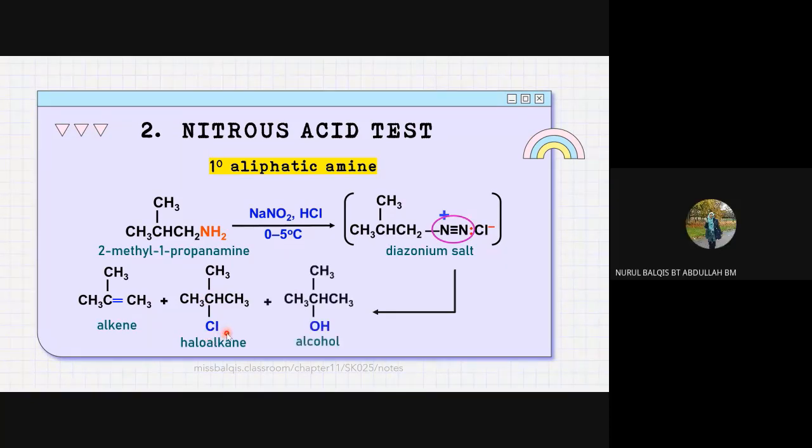And lastly is alcohol. Alcohol pun kita akan dapat the most stable alcohol sebab ada berlaku rearrangement of carbocation dekat stepney. So ini adalah untuk primary aliphatic amine. From primary aliphatic amine, undergo nitrous acid test, you first form the unstable diazonium salt and then the diazonium salt further be broken into alkene, haloalkene and alcohol by removing this nitrogen gas.